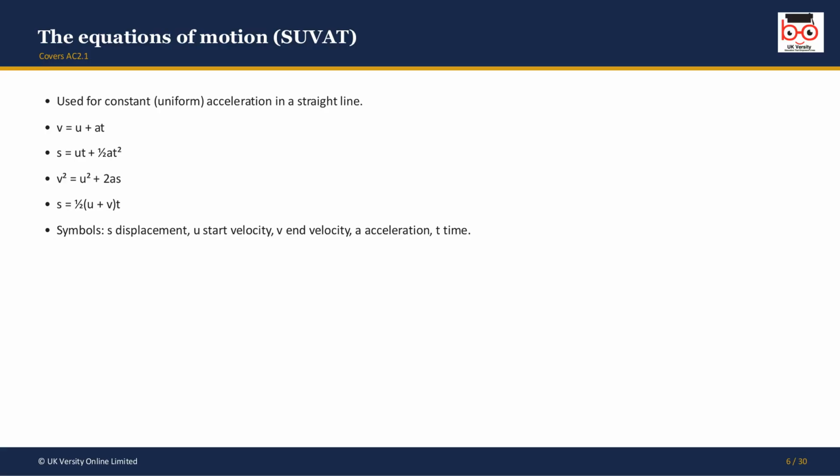v squared equals u squared plus 2as. And the fourth gives displacement as the average velocity, a half of u plus v, times time. The letters stand for displacement, starting velocity, ending velocity, acceleration, and time.